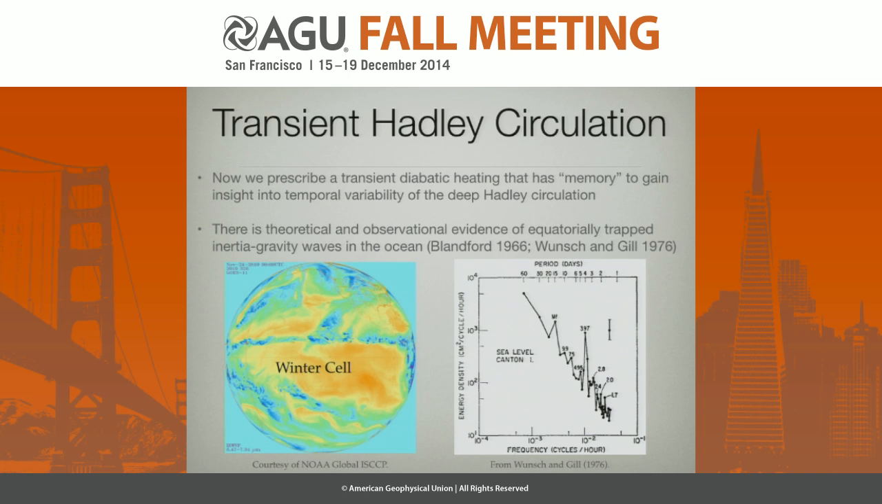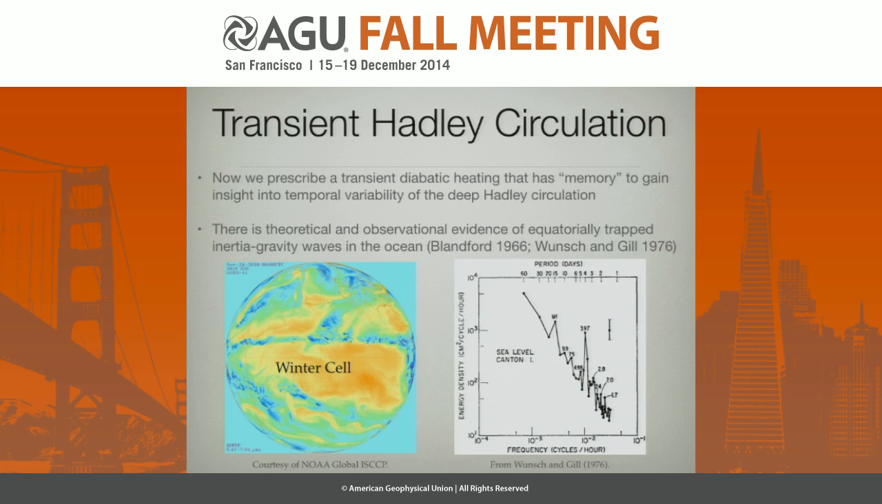Diabatic heating. So now we prescribe a transient diabatic heating that has memory, and we're going to see later what that means. It remembers how it was switched on, how the diabatic heating changed with time long before. So it has that sort of memory, to gain insight into temporal variability of the deep Hadley circulation.